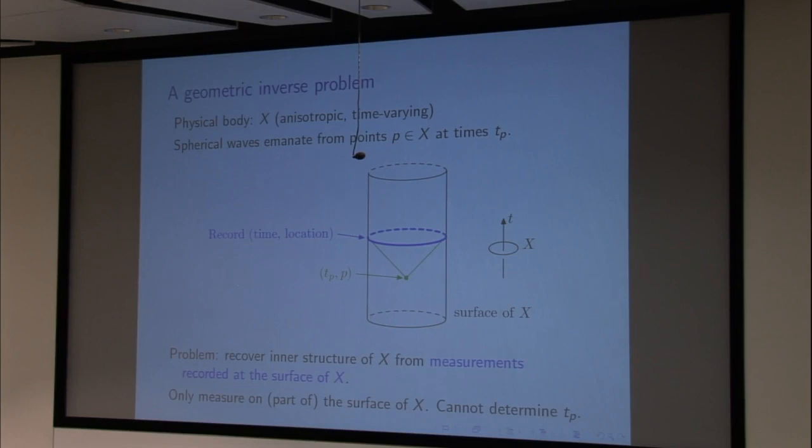And to make it more interesting and more realistic, well, you don't have seismometers on every point on the Earth, so suppose you only record measurements on part of the surface, so say only on a little circular arc here. So we want to consider this more narrow situation.